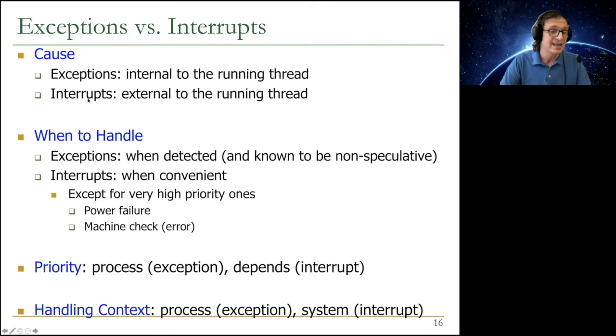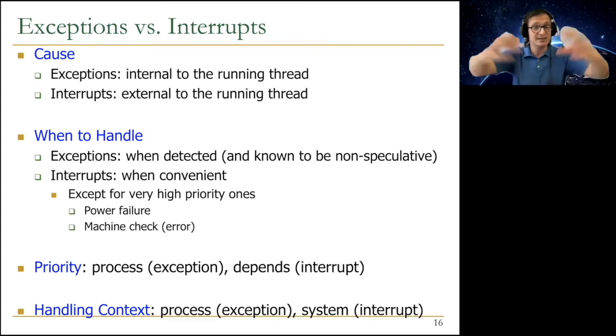Okay, finally, handling context. I'm not going to spend much time on this, but how do you handle an interrupt versus an exception? Usually, because exceptions are internal to the process, the context is the context of the process. So the programmer can deal with the exception, for example. Whereas when an interrupt happens, the context is really the system.